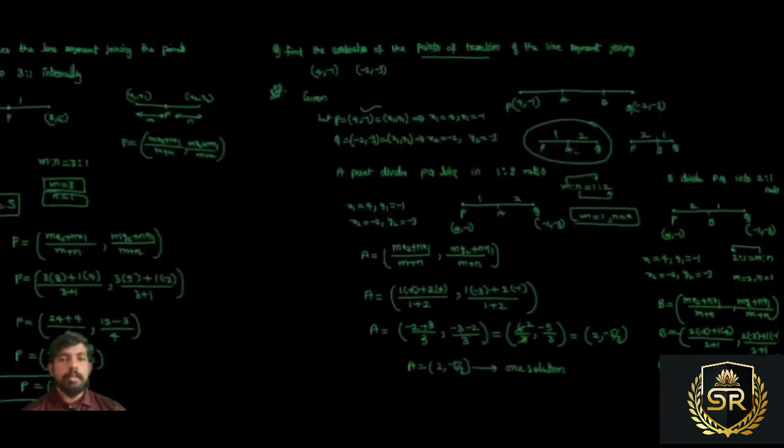Point of trisection means, remember, A point is dividing the PQ line in 1:2 ratio. Next, B point divides the PQ line in 2:1 ratio. These are the two important notes: whenever you see points of trisection, we are supposed to find A and B by using this formula, the internal division formula. So this is the solution for the first.